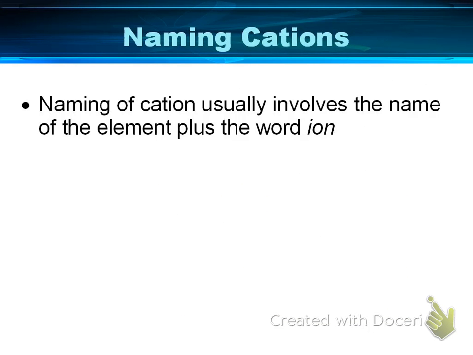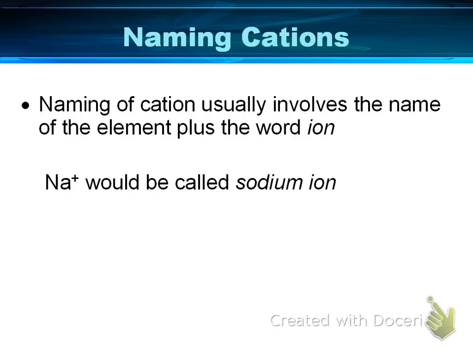Naming of a cation usually involves the name of an element plus the word ion. So we're really pushing the envelope here. So Na plus is called the sodium ion. I hope that's not too difficult for you guys. Sodium ion. Okay?